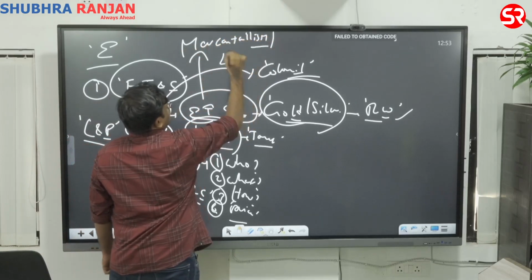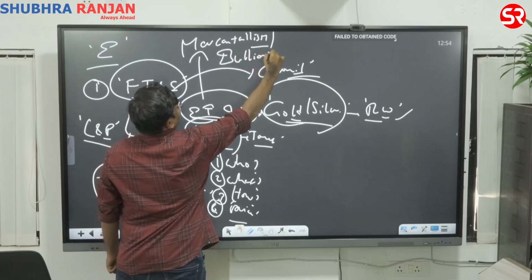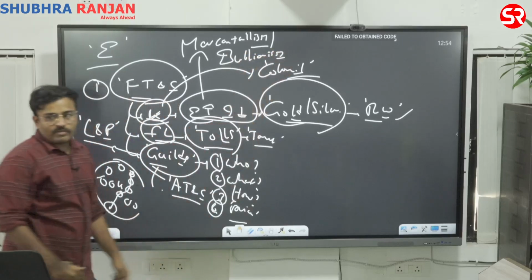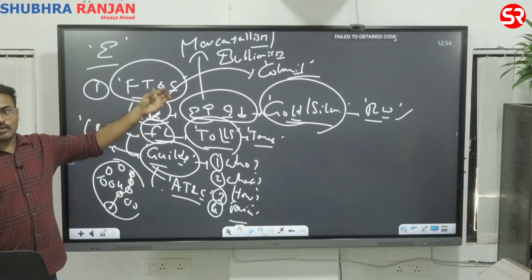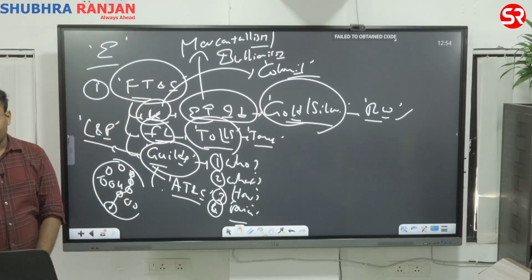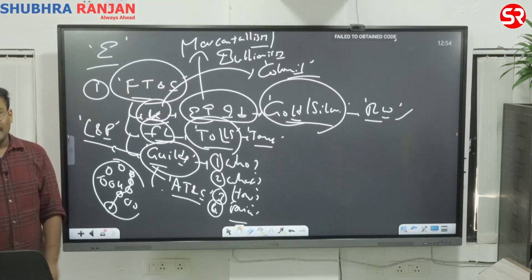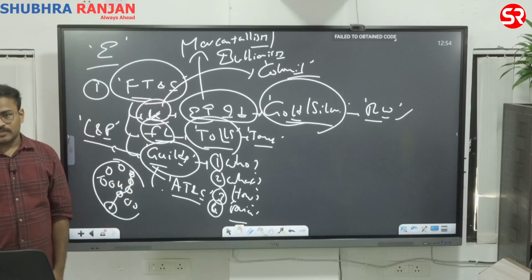This fascination with gold and silver is usually called mercantilism, which is also called bullionism. Bullion means gold and silver, right? This fascination with gold and silver is called bullionism, and it is also called mercantilism, sir. Is it clear? This is the global economic thought before the entry of capitalism, sir.